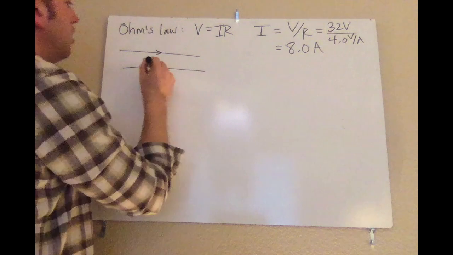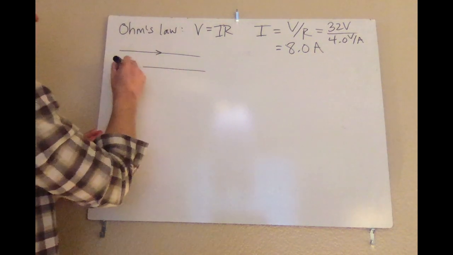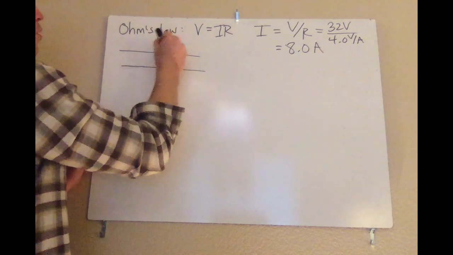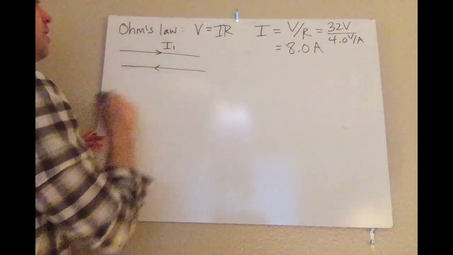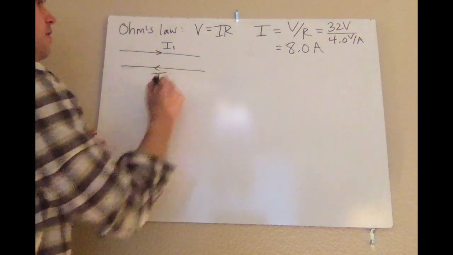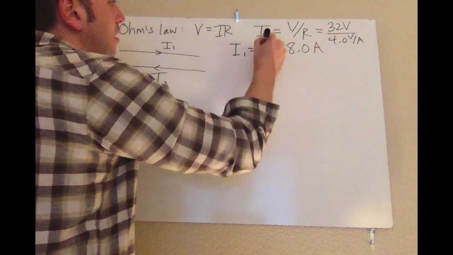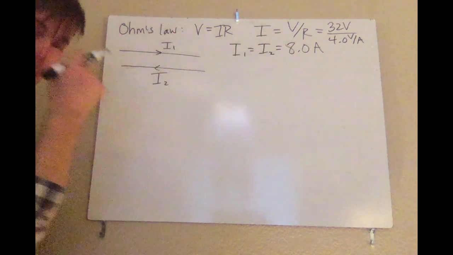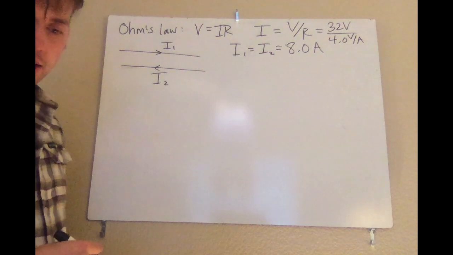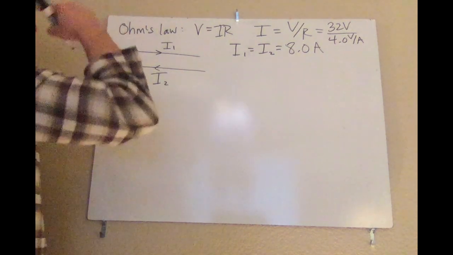One is carrying a current going to the right. Let's call that I1. The other is carrying a current going to the left. Let's call that I2, but here we know I1 and I2 are the same current, 8 amps. So what kind of force is involved in this?